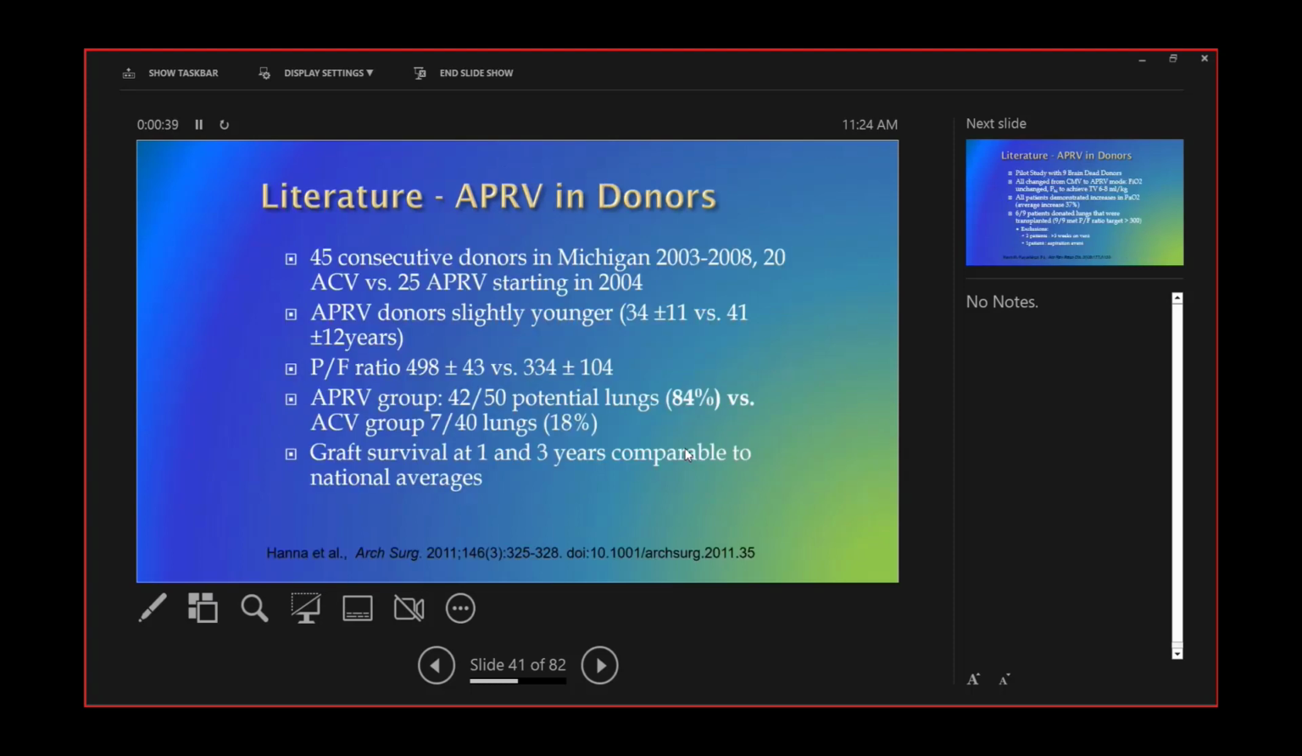Okay. So this is a couple of the papers that actually looked at APRV in organ donors, neurologically deceased.